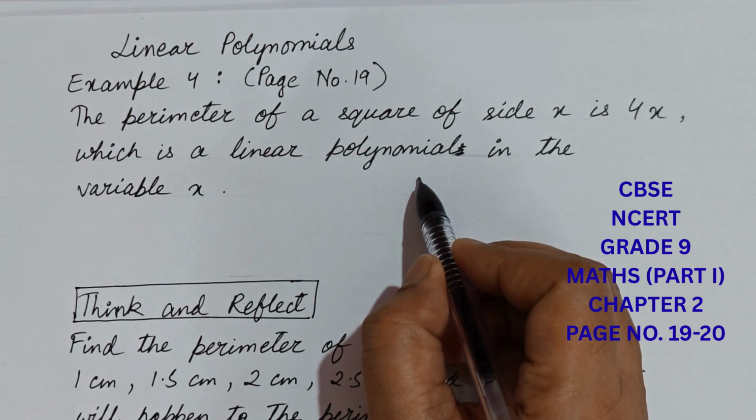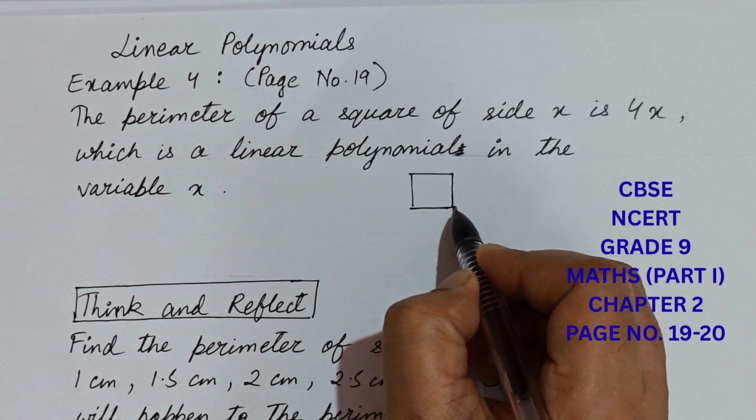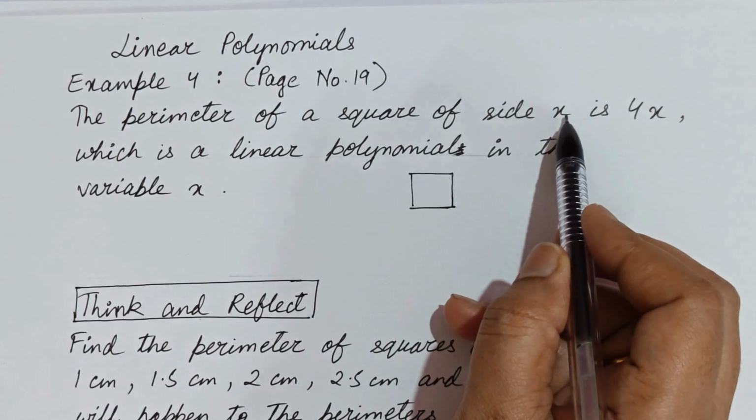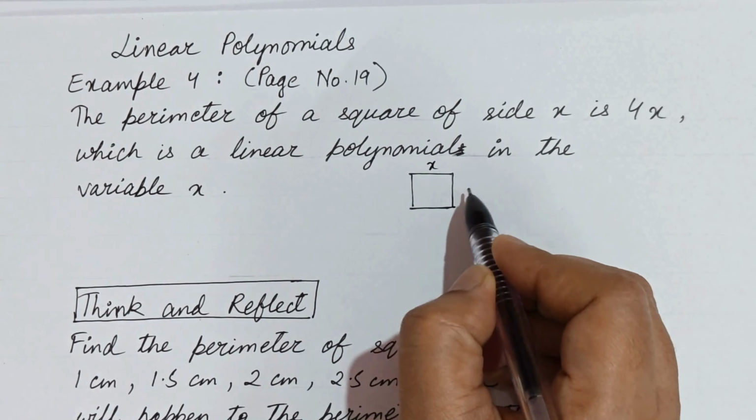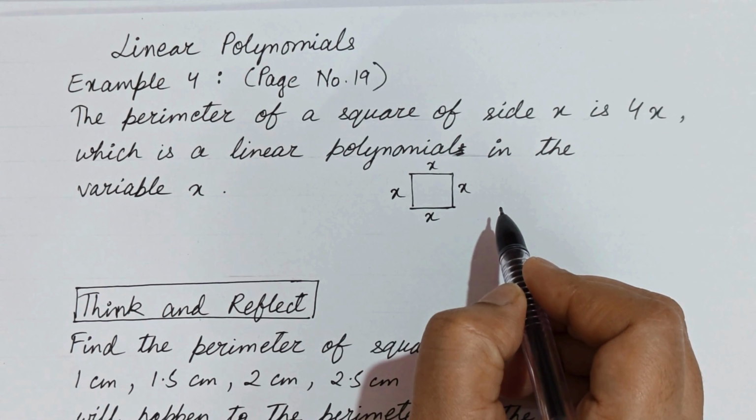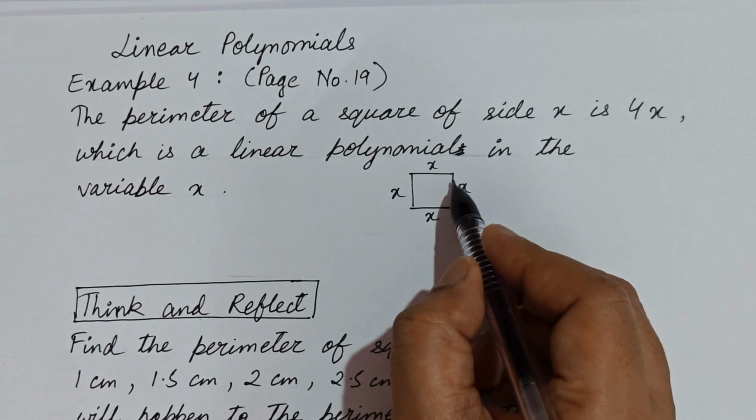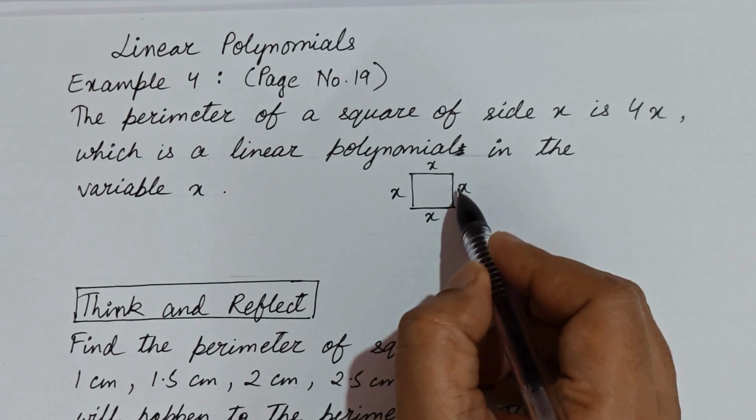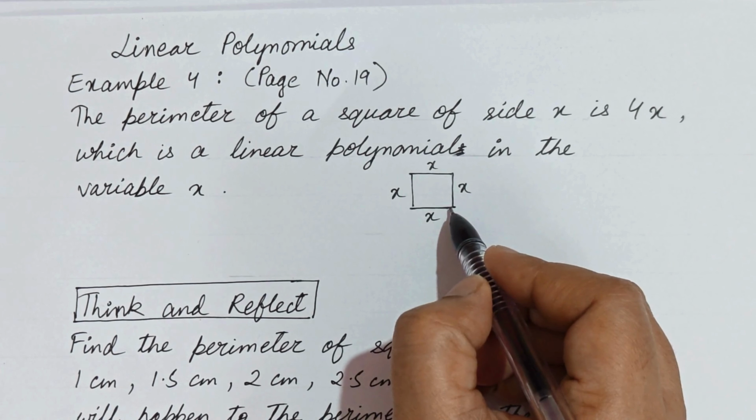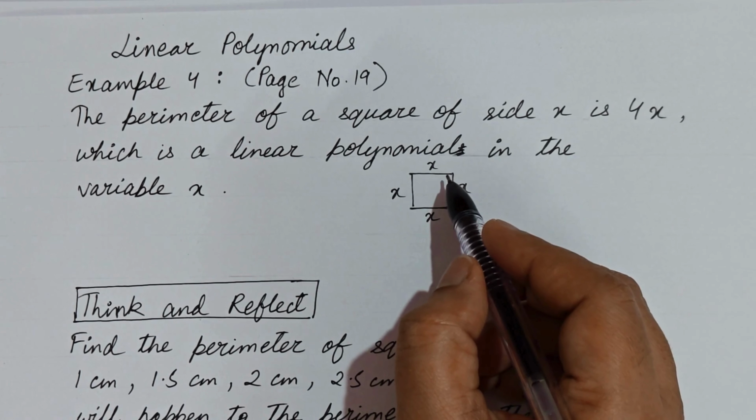Simply, let us draw a square here. Square means all four sides are equal, and it is given that the side is x, that means every side has a length of x centimeter, right? What is perimeter? Perimeter is the sum of the lengths of all sides. So this is x plus x plus x plus x, which is equal to 4x.